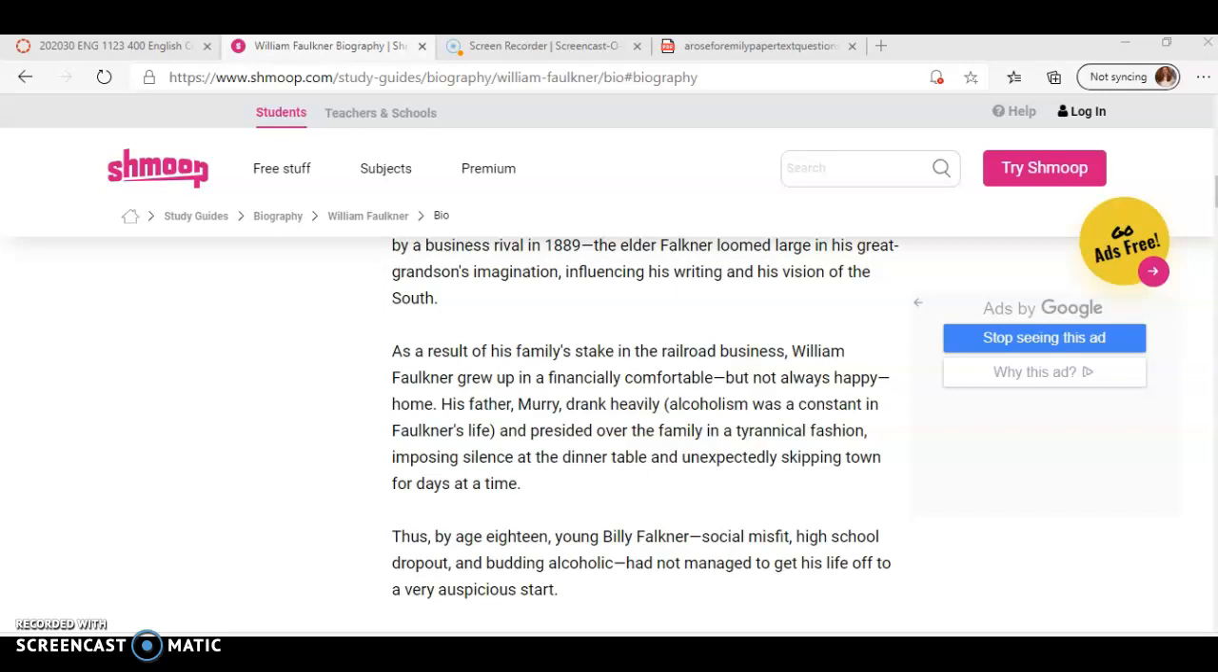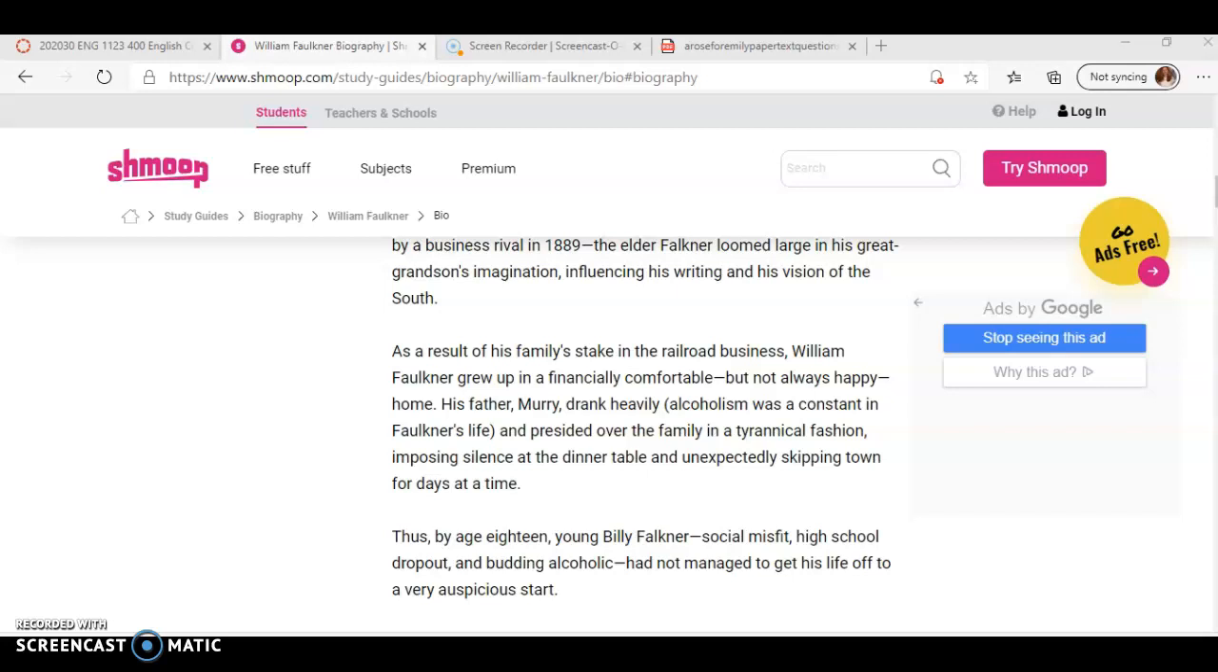Sadly, because of his father's gambling, there were some gambling debts that caused the family to have dire straits. So some of that infamy and wealth did dwindle. And we can see the effect that that has on Faulkner's life and later, of course, on Miss Emily's life in his literary work, A Rose for Emily.